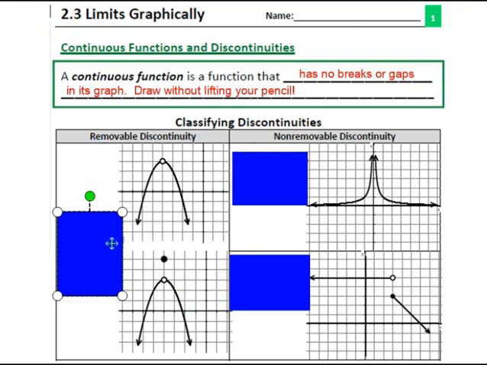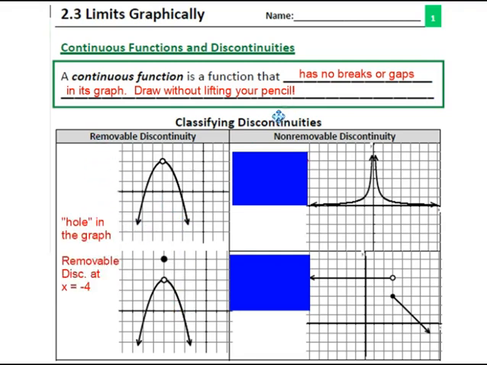They're specifically called removable because they have some type of hole in them. Notice how it looks like a regular parabola. Okay, we have that U shape. This time it's just upside down, but it looks like a normal graph. There's just a hole removed from it. So there was a piece taken away.